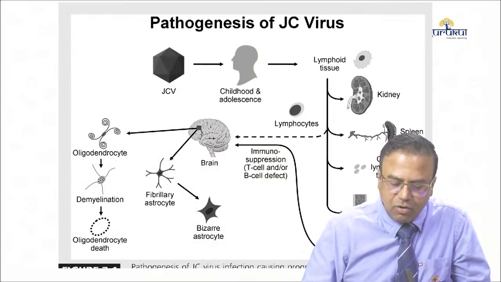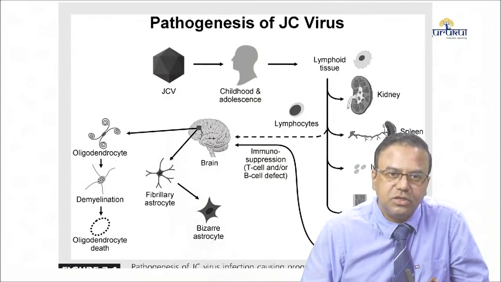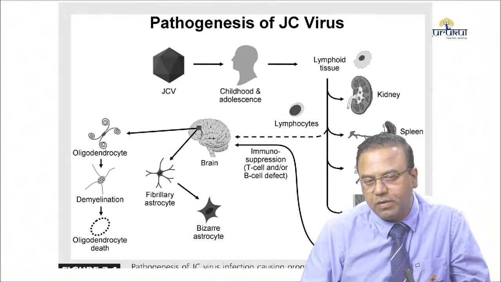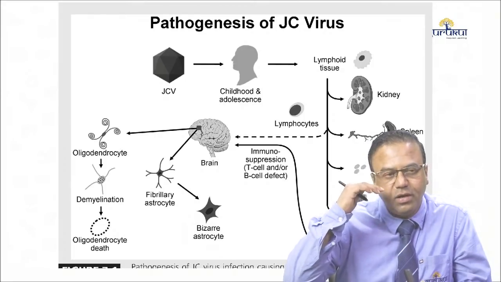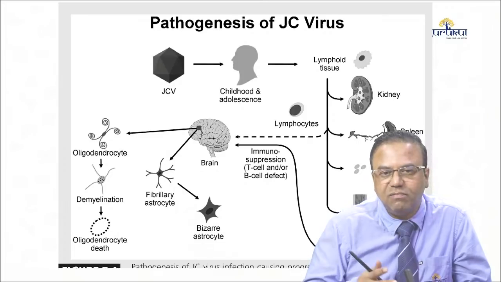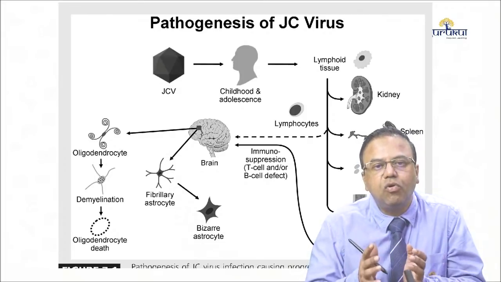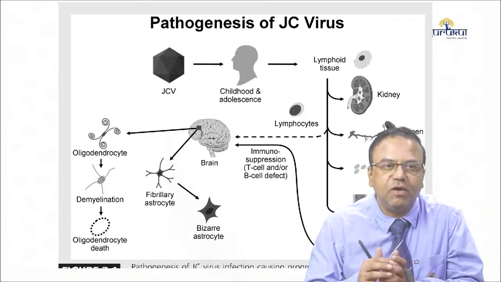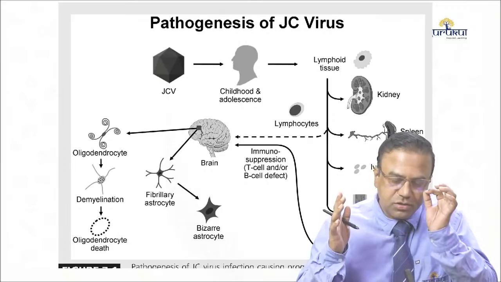Now, there was one choice about progressive multifocal leukoencephalopathy. As you all know, that is nothing but the JC virus. JC virus is ubiquitous, is there in the environment. Any condition which causes gross immune suppression in the brain particularly will activate this virus, and you get this disease called progressive multifocal leukoencephalopathy. As the name is telling, multifocal means diffusely. Leuko means white matter, encephalopathy, so white matter pathology. So it's a diffuse white matter pathology that occurs all across the brain.